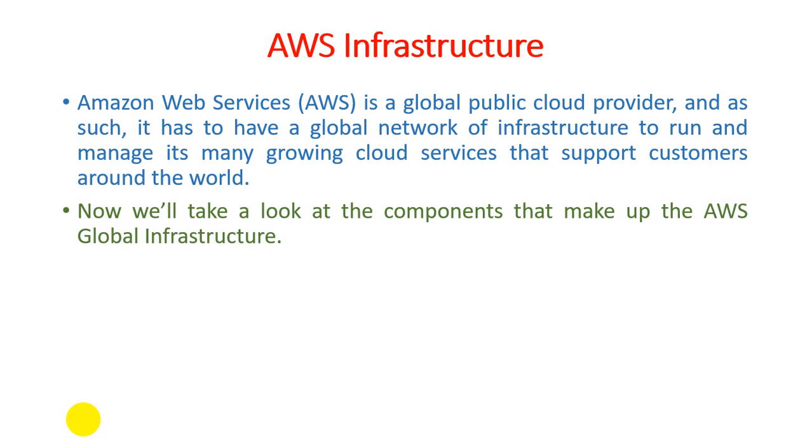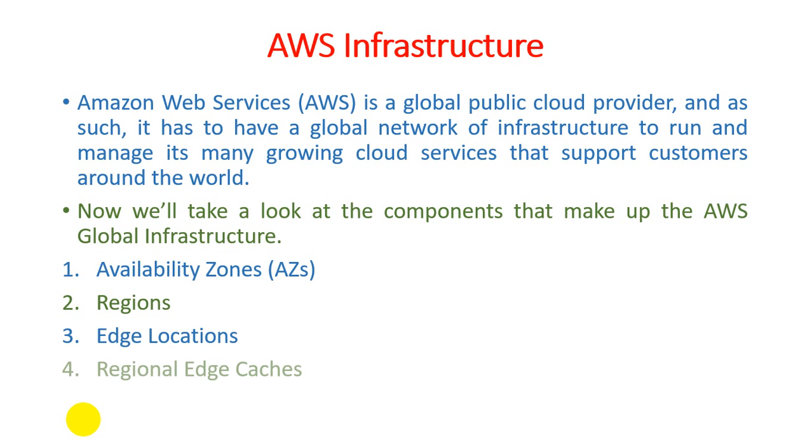So what are the different components through which Amazon built its infrastructure for cloud services? For that, they have four components. First is the availability zone, or AZ. Second is the region. Third is edge locations, and the fourth and last is the regional edge cache. So AWS infrastructure has four different components. We will see them one by one in detail and how AWS works with these four components. We'll start with the first component, known as the availability zone, or AZ.